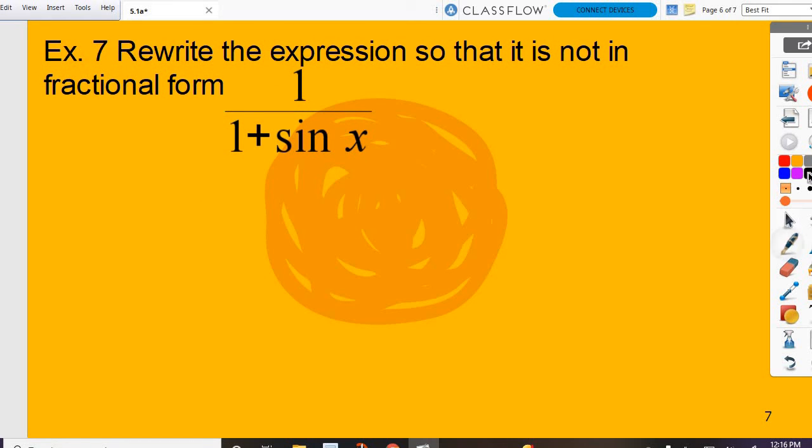Alright, what do the directions tell us to do? Rewrite it as not a fraction. Is it a fraction right now? Yes. Yeah, so we need to make it not a fraction. How do we do that? Multiply the bottom by the bottom.